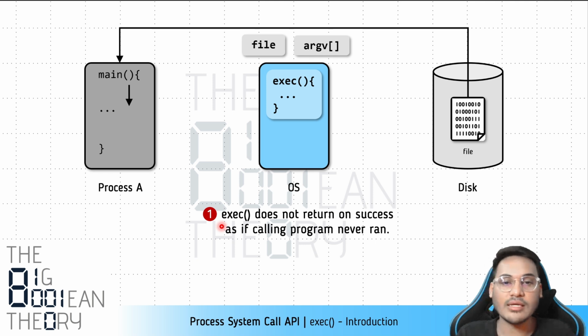Whenever we make an exec call and it is successful, the entire program, the entire code of the original process, is replaced with the new program, so that there is no place to return to in the previous program, right? Now we are executing a new program, so the exec call does not return. And obviously in the new program, the execution will start from the first statement of the main function.